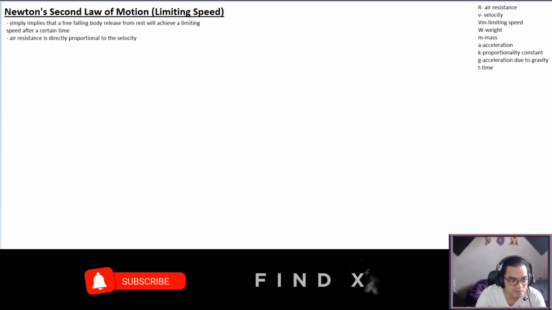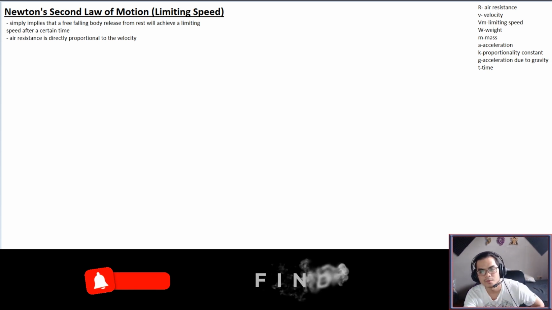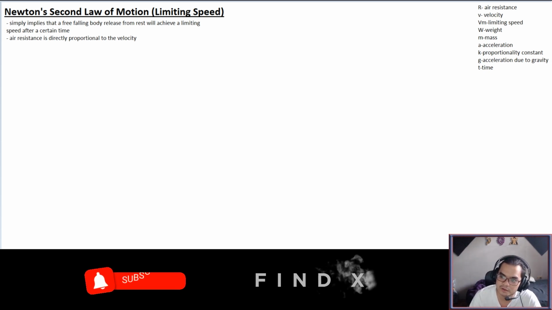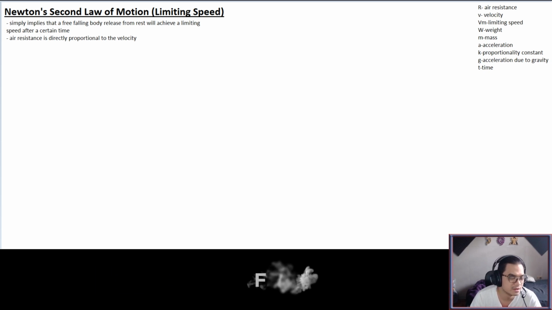Another definition is that the air resistance is directly proportional to the velocity. I already have here the symbols that we will be using. We have R for air resistance, V for velocity, Vm for limiting speed, weight, mass, acceleration A, proportionality constant K, and of course, acceleration due to gravity G, and T for the time.